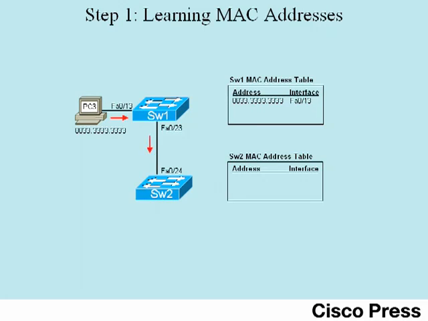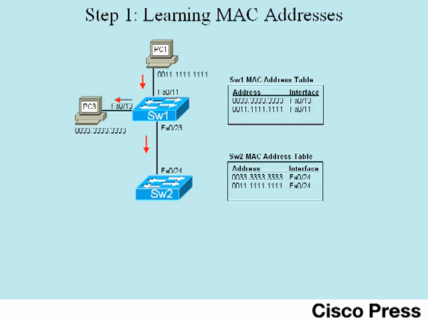Similarly, when switch 1 forwards the frame over, switch 2 hears the frame, looks at the source MAC address, sees MAC address 3, and adds an entry to its MAC address table, this time with switch 2's FA0/24 interface listed. Now if we hook up a second PC, in this case PC1 with MAC address 1, when PC1 sends its first frame, switch 1 looks at the source MAC address and adds it to its address table. Then as switch 1 forwards the frame down to switch 2, switch 2 does the same process, looking at the source MAC address of the frame and adding that entry to its MAC address table.